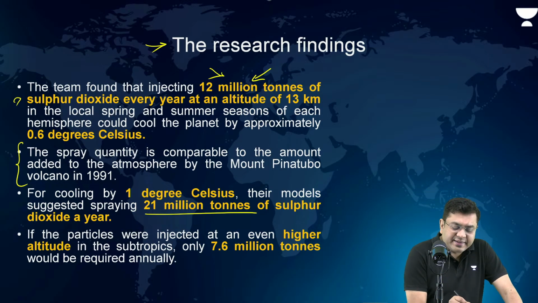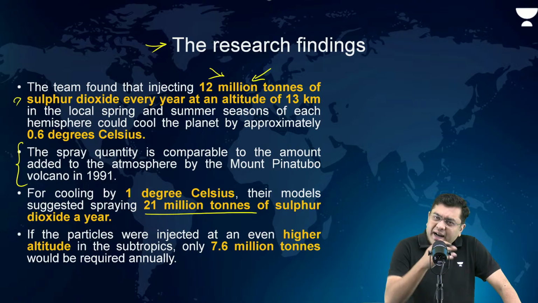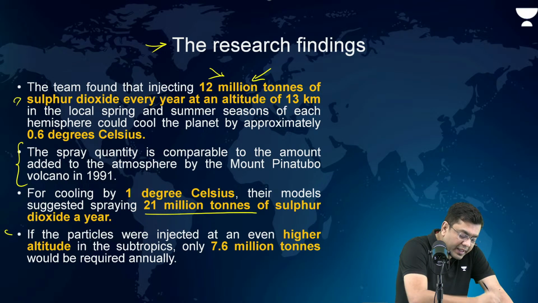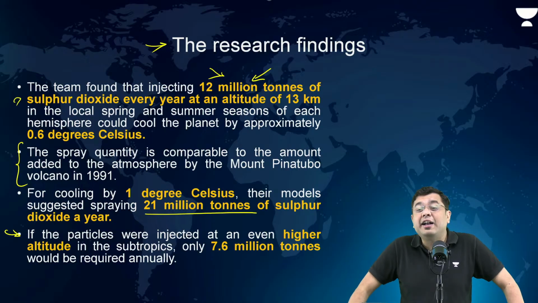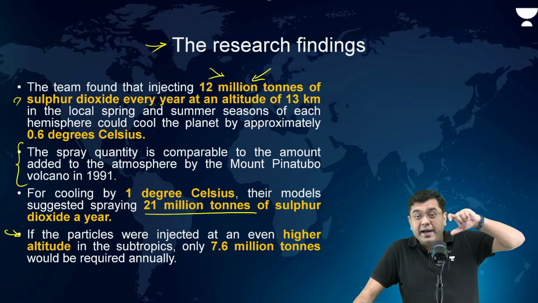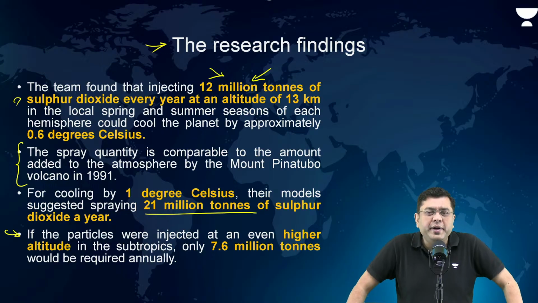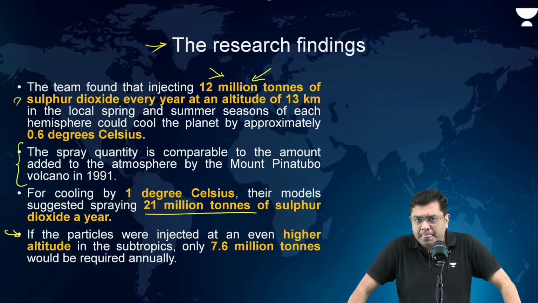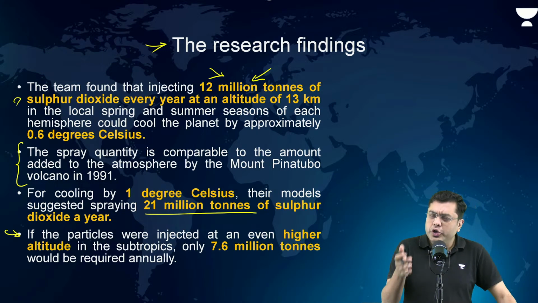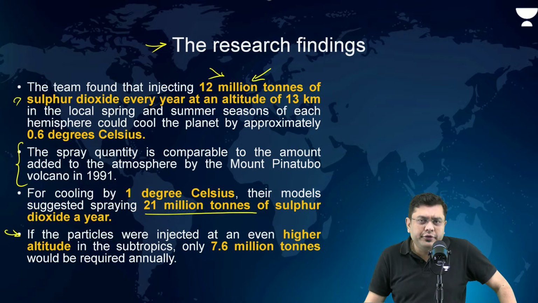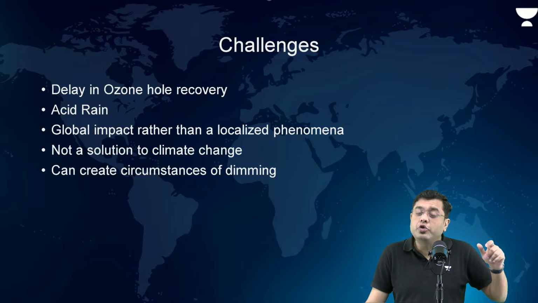But again, this is something which is in the polar and subpolar latitude, not in lower latitude, whereby if the particles were injected at lower latitude at a greater height near the equator, the amount of sulfur dioxide to be injected would be lesser. But by now, in our discussion, you also would have gained an idea that this is not a kind of permanent solution. That is why it is seen to be a kind of controversial move.